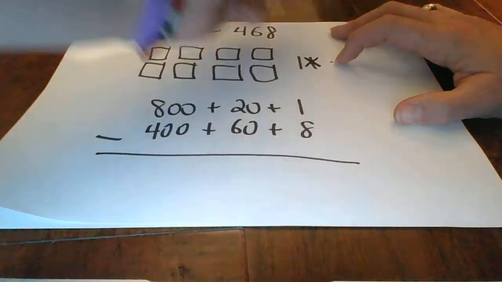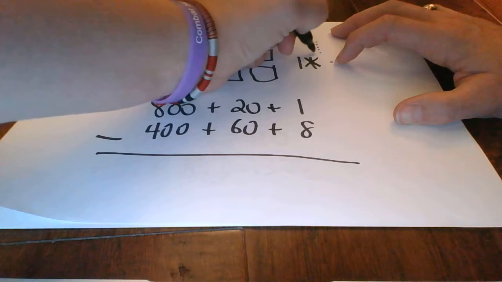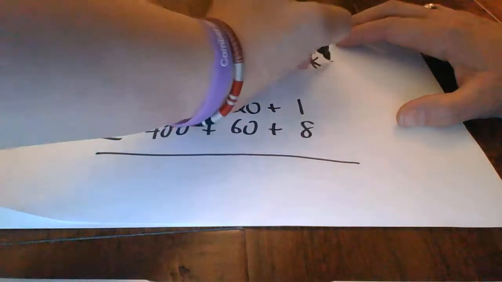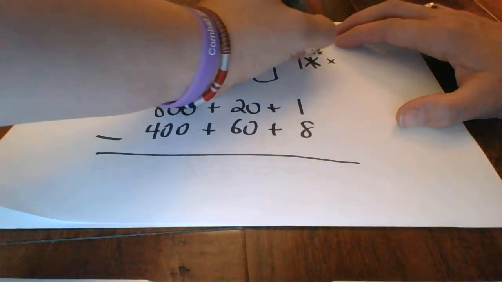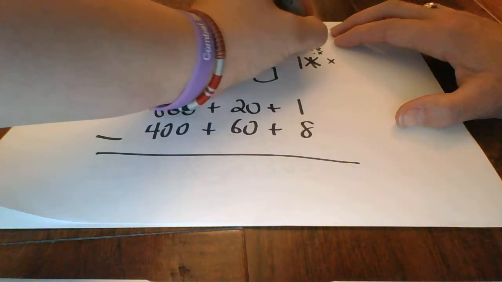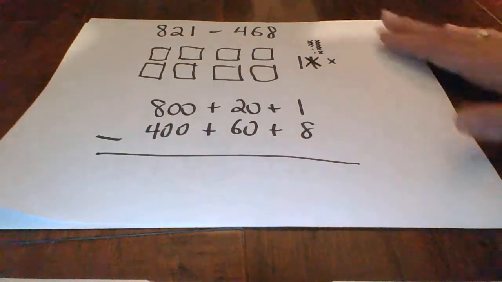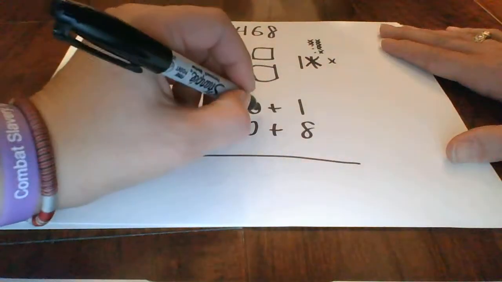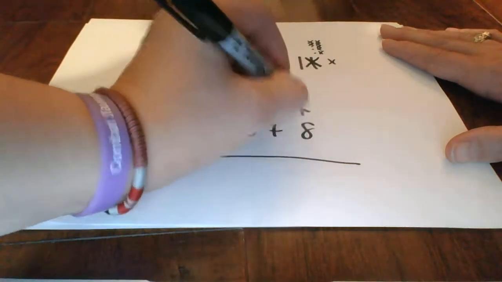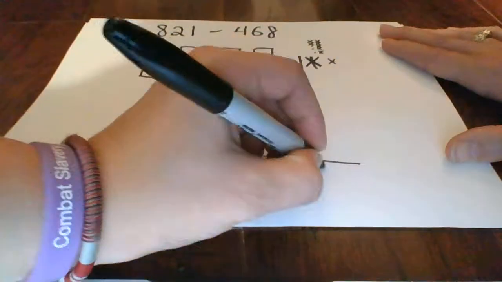So I'm going to take this 10, I'm going to mark it out, and I'm going to give myself 10 ones. Okay, so now I have 11 ones total, and I can take away 8 from that. So I can take away this 1, 2, 3, 4, 5, 6, 7, 8. Okay, and so I'm left with 3 ones. What that would look like here is I would take this 10, this would become 10, and now this would become 11, and I can do 11 minus 8. 11 minus 8 is 3.